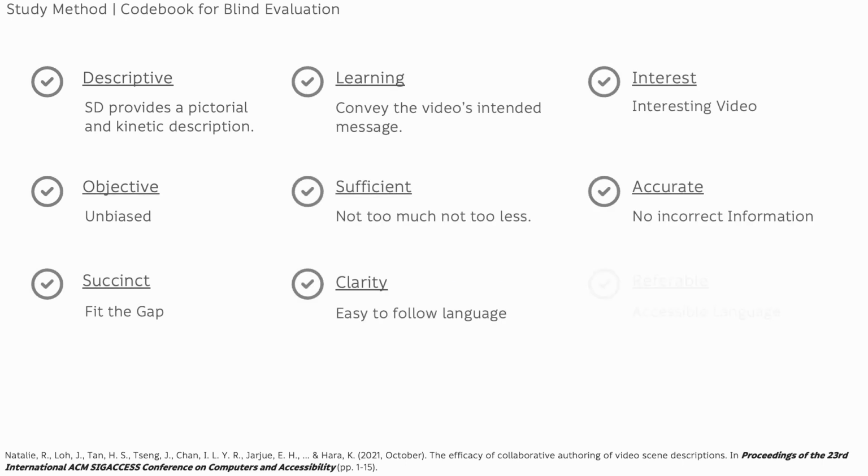Due to the time constraint, we will only be discussing the blind evaluators' evaluation and the calculation of the production time. In this study, we used the codebook by Natalie et al. that consists of 9 qualities for assessing audio description, which are descriptive, objective, succinct, learning, sufficient, clarity, interest, accurate, and referable.